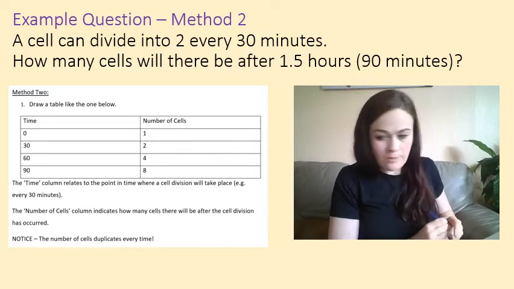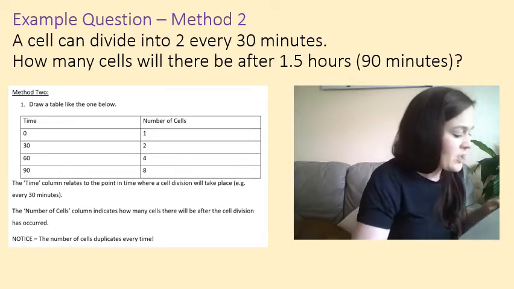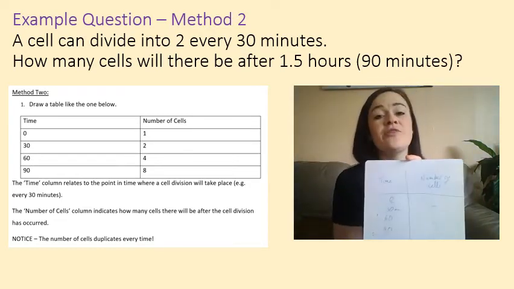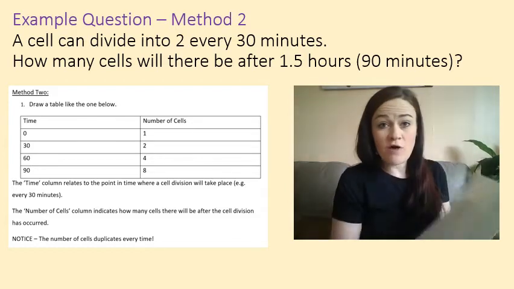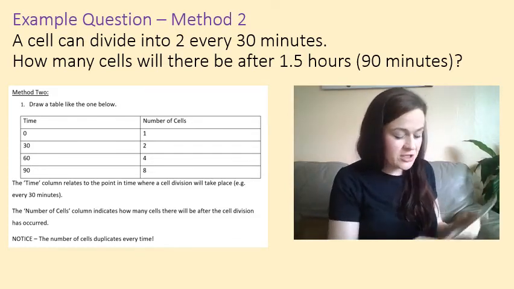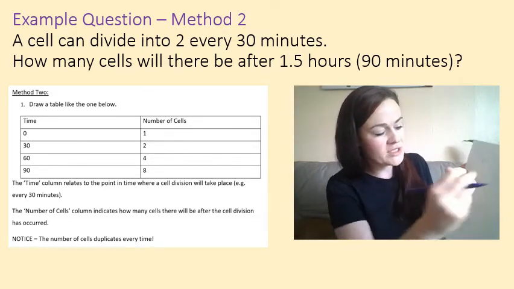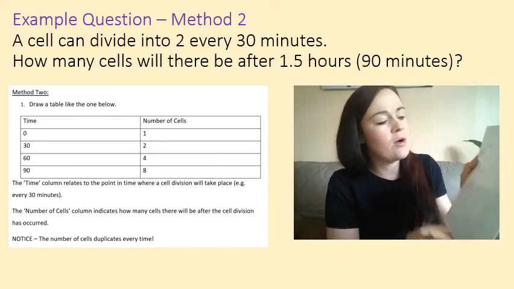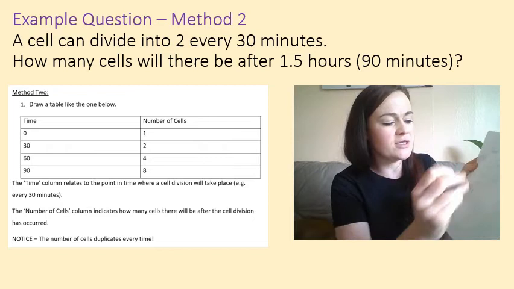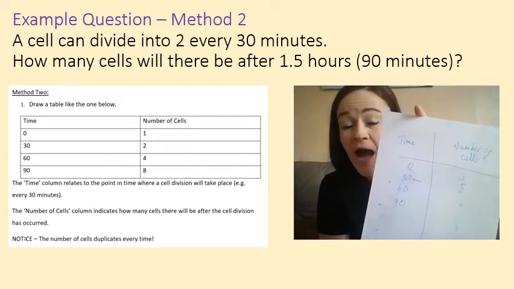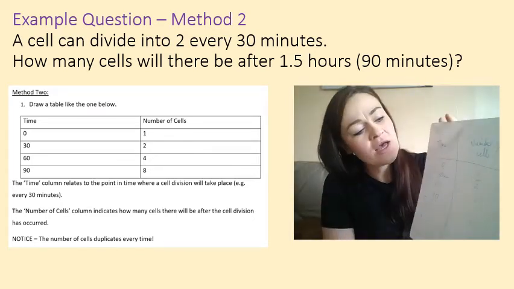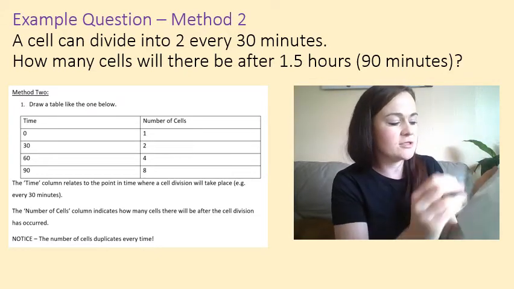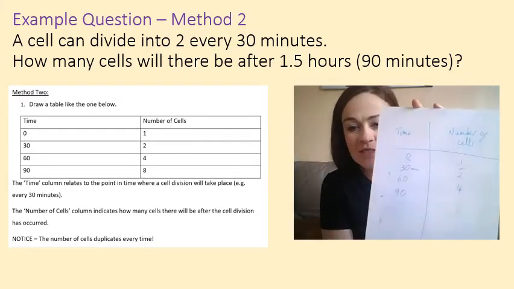And now we're going to talk about column 2, number of cells. In the types of questions you'll be dealing with, they'll normally always be starting off with just one cell. So at time point 0, we've got one cell. Now, after 30 minutes, that one cell will divide into 2 cells. Okay. After another 30 minutes, those 2 cells will divide and become 4 cells. So that's time point 60.